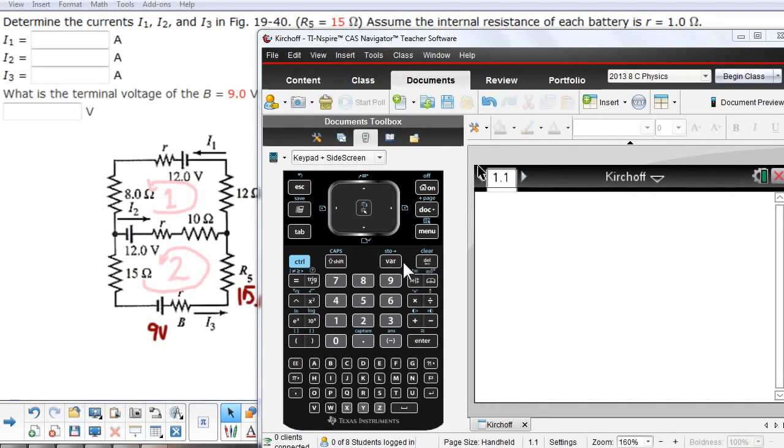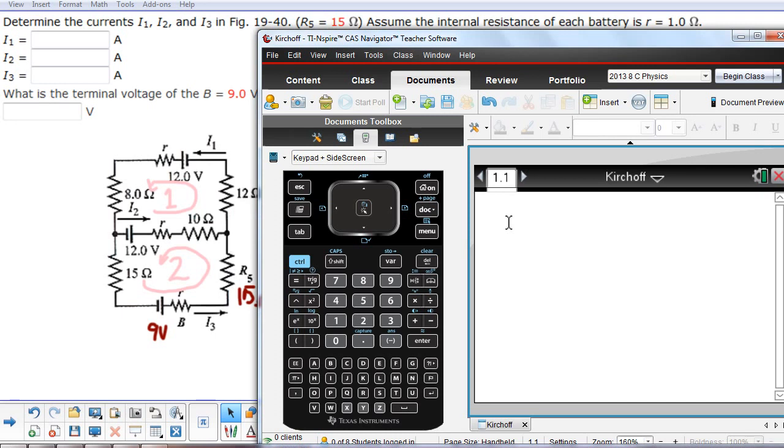Hey there, this is Mr. Bird. I'd like to show you a couple tips and tricks in regards to copy and paste, but do that in the context of a challenging electricity problem.